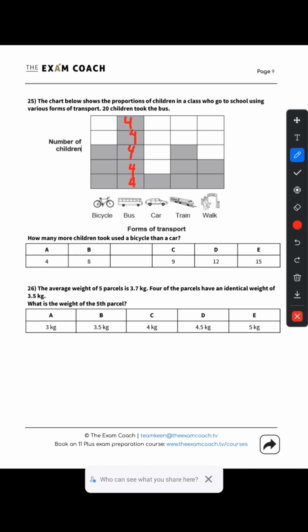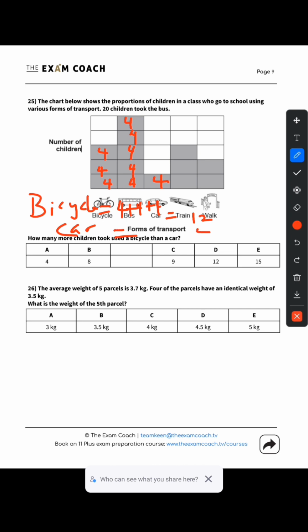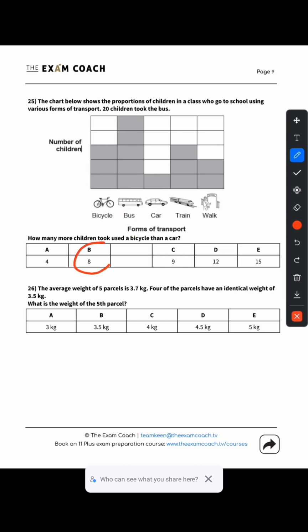The question says, how many more children took a bicycle than a car? So for bicycle, how many children took bicycle? This is 4 plus 4 plus 4, that's 12. For car, it's just one box, which is 4 children. How many more children used a bicycle than a car? So we need to find the difference. If 12 people use bicycle and 4 people use car, 12 minus 4 is 8. So that means 8 more children used bicycle than car.